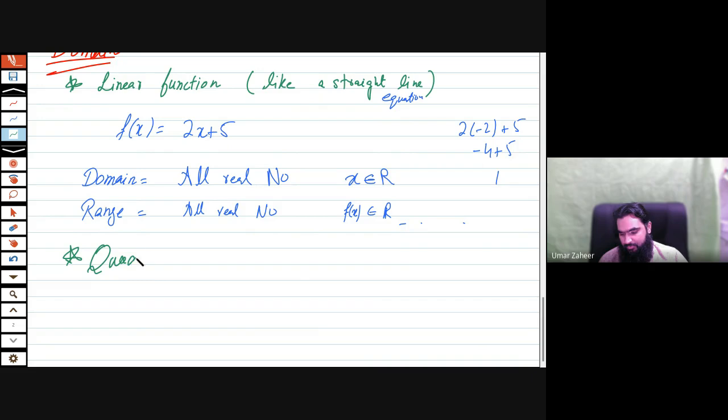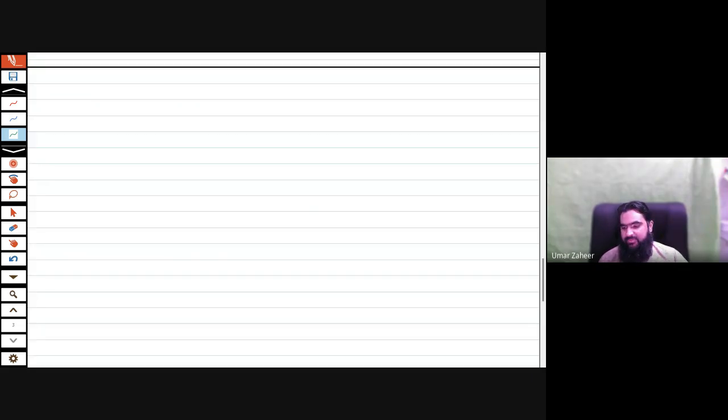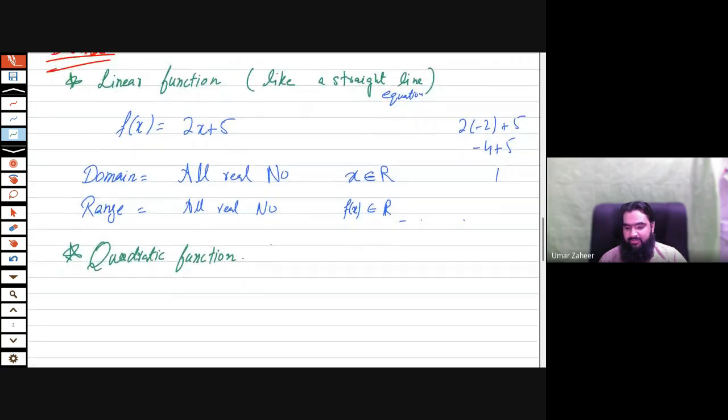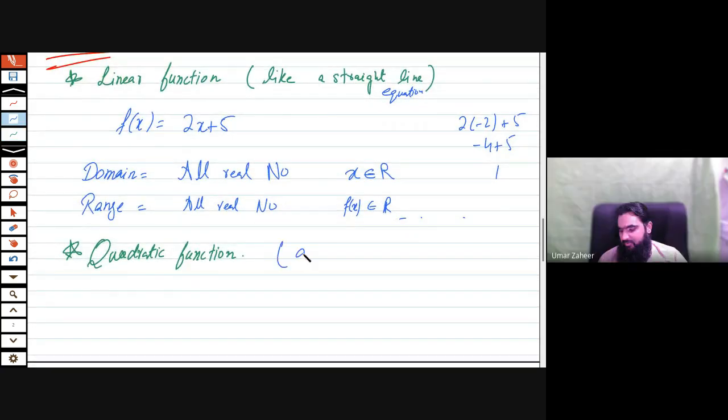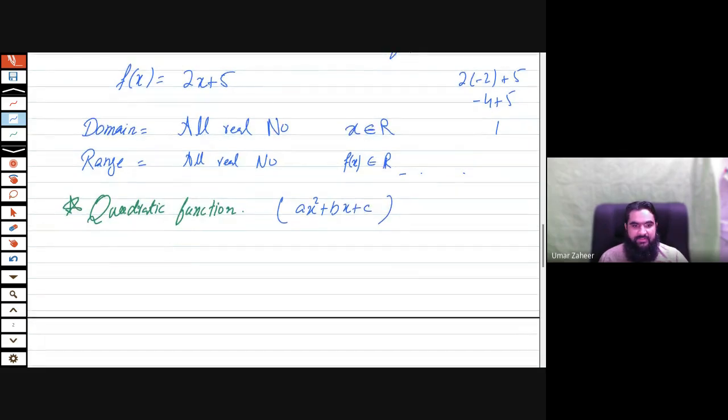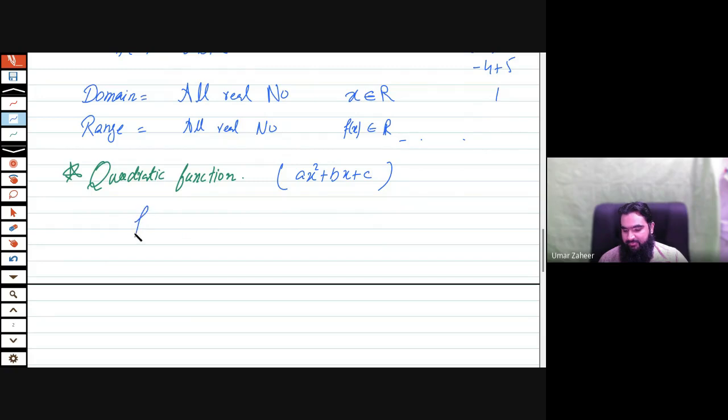The second one is quadratic functions. The quadratic function is a function in which the maximum power of the variable is 2, and it looks like ax square plus bx plus c. For example, you have a function f of x is equal to 2x square plus 5x plus 7. This is a quadratic function.